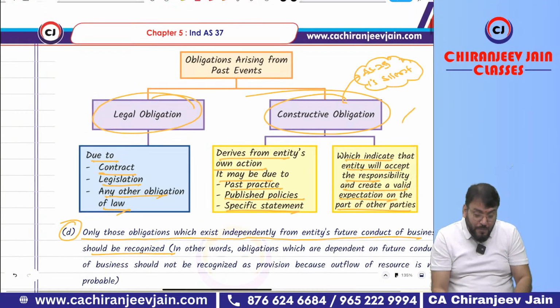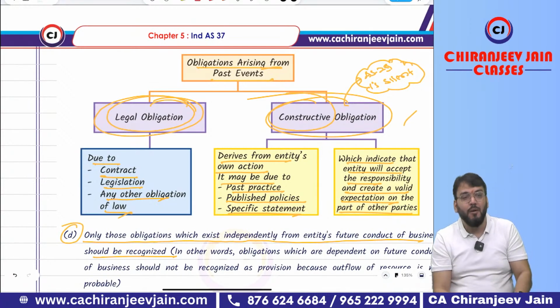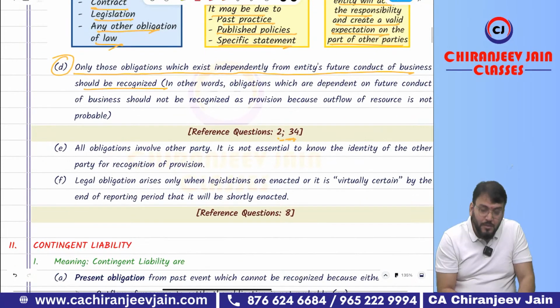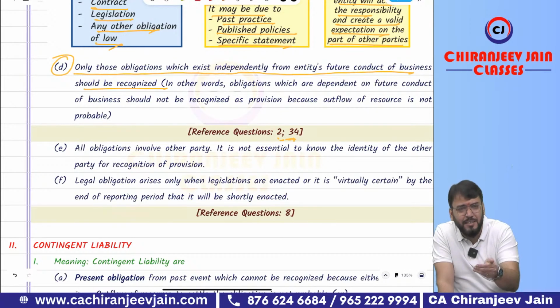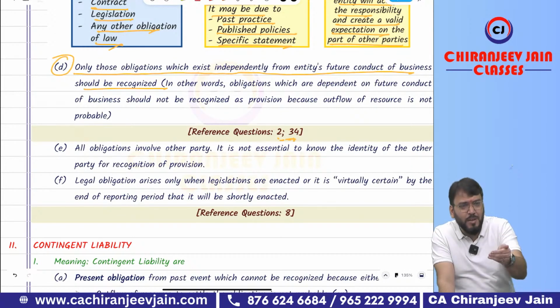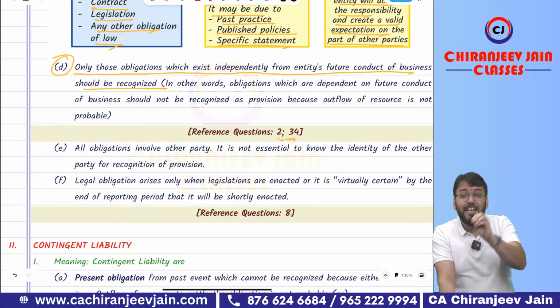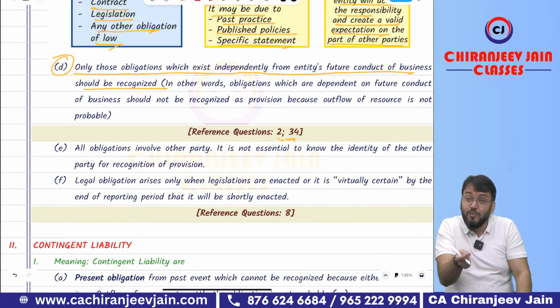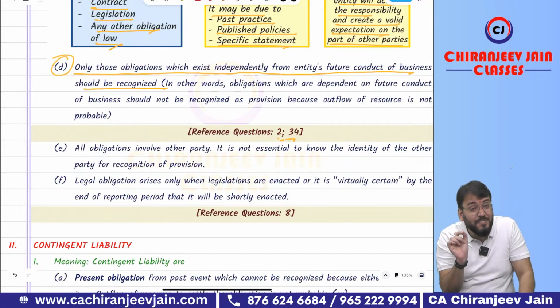Got this point? So you have understood that an obligation arising from a past event can be a legal obligation or a constructive obligation. Understood? Now, whenever there is an obligation, it involves some other party, means I need to pay some amount to another party. Ind AS 37 says that identification of that other party is not required. Even though you don't know that person, you need to create provision. So identification of that other party is not required for recognition of provision.